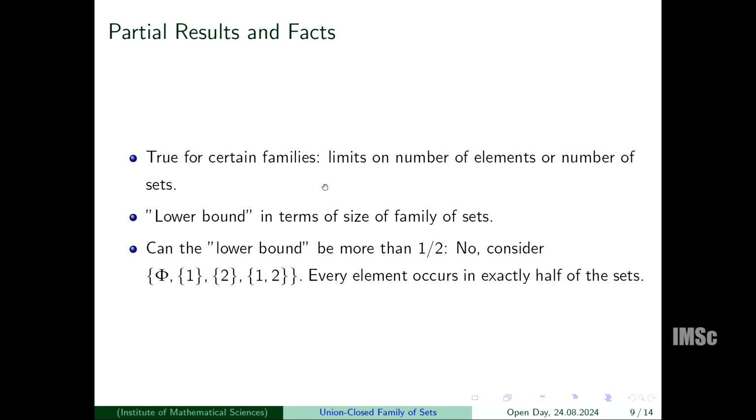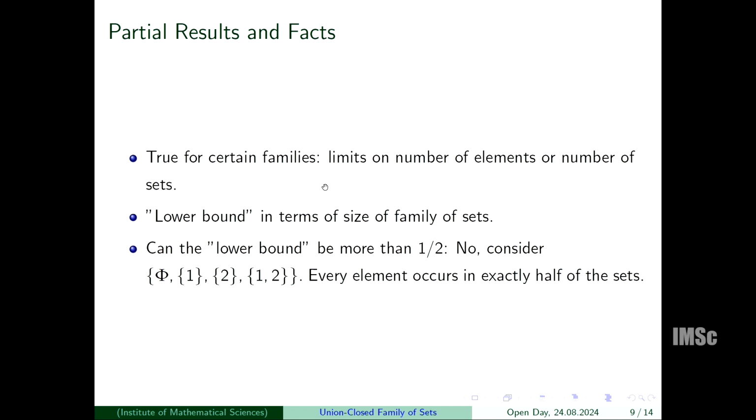And so the lower bound, what I'm calling lower bound, is basically the ratio of sets where at least one fixed element should occur. Right now in the conjecture, that ratio is half. We want an element to occur in at least half of the sets in the family. There have been lower bounds which are in terms of the size of the family of sets, so it's not independent of whatever we're considering. In our conjecture, it's 50% or half for any family of sets. But people have given results where the lower bound is in terms of the size of the family of sets.